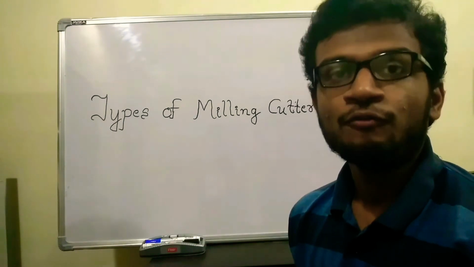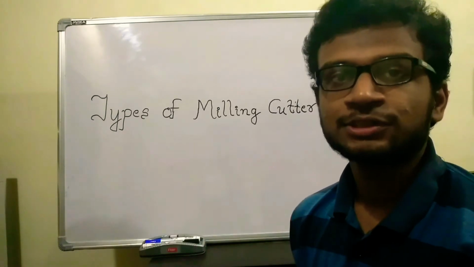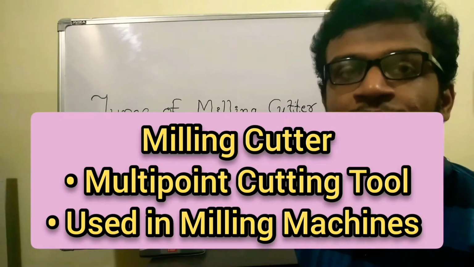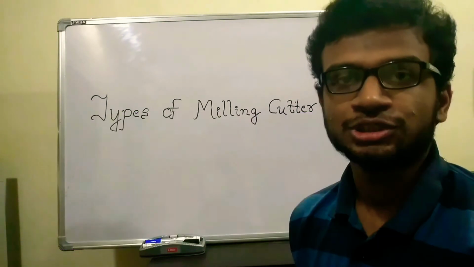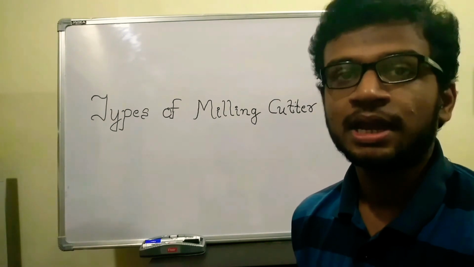In this video, we are going to discuss types of milling cutters. So let us first discuss what a milling cutter is. A milling cutter is a multi-point cutting tool that is used in milling machines. It has numerous advantages over a single point cutting tool in terms of machining.